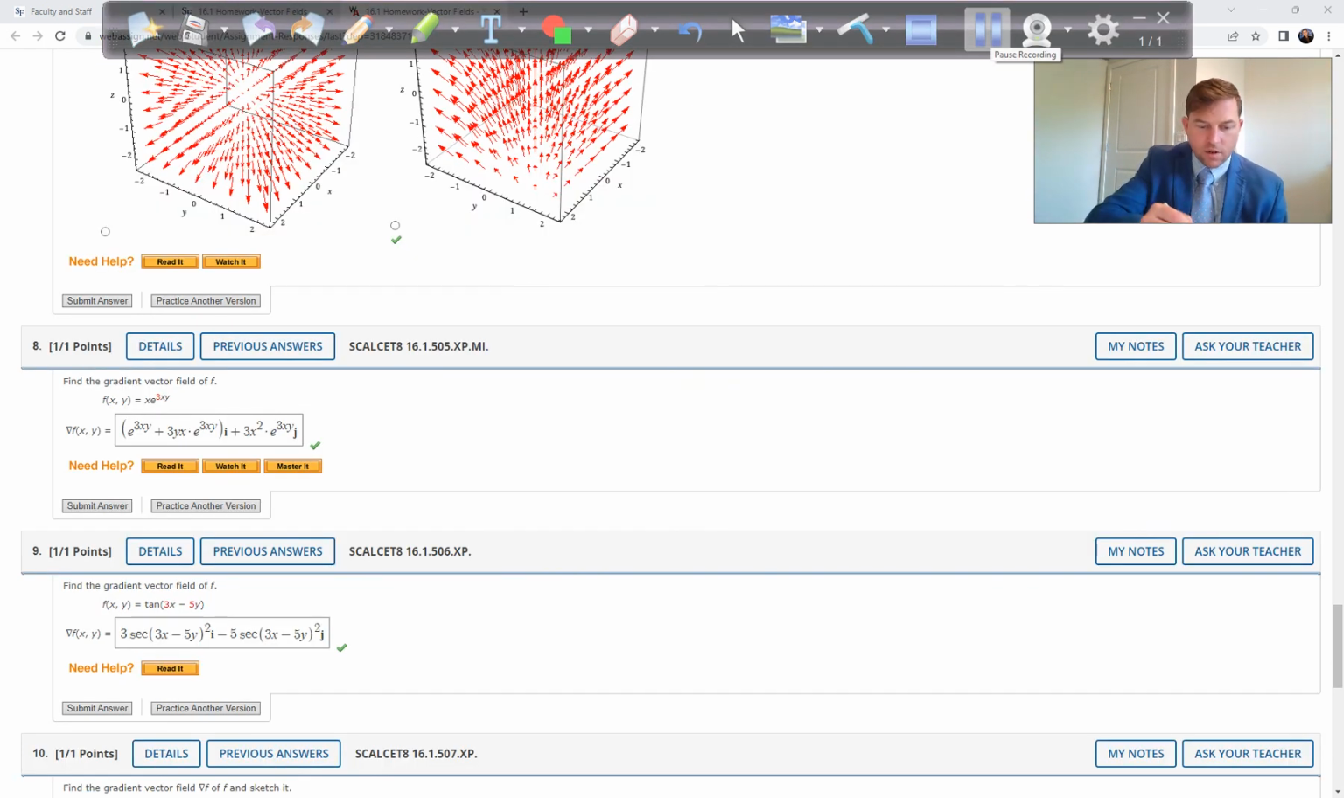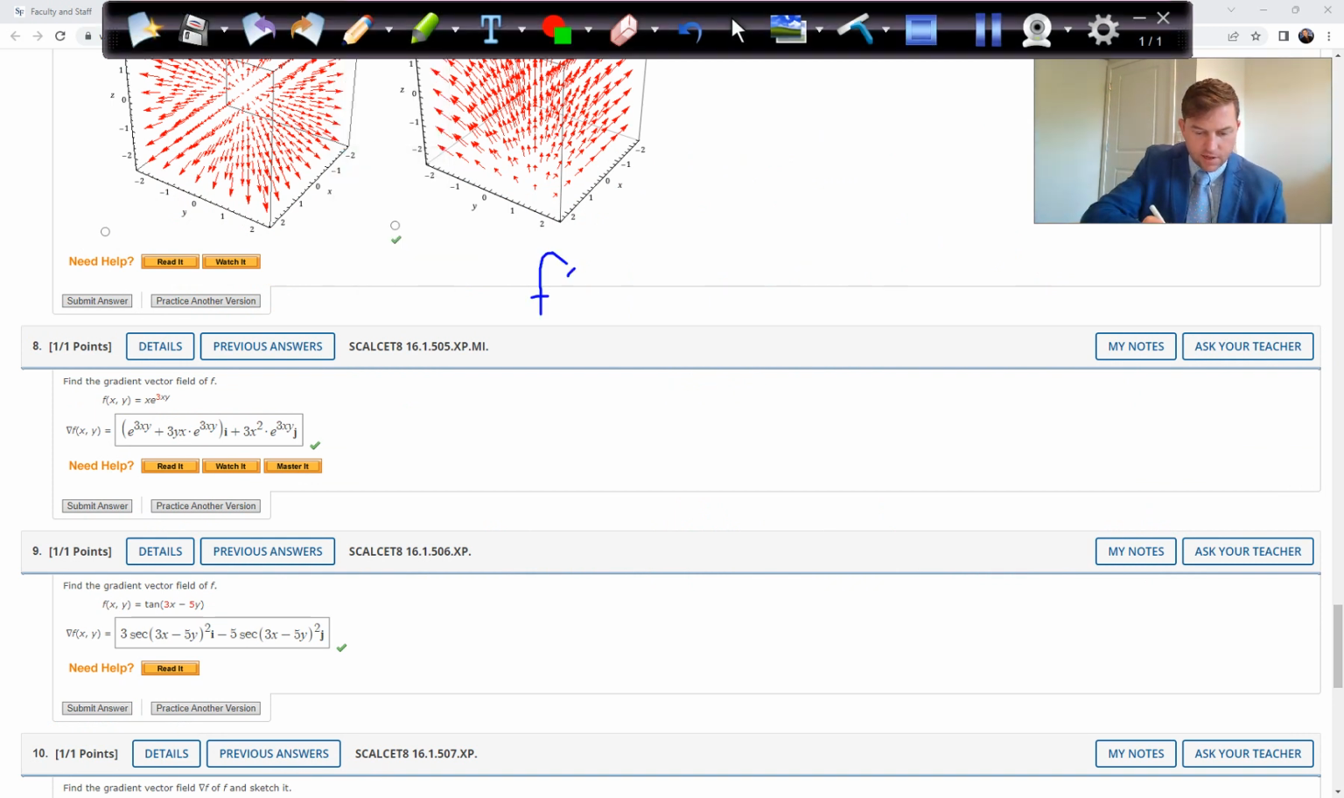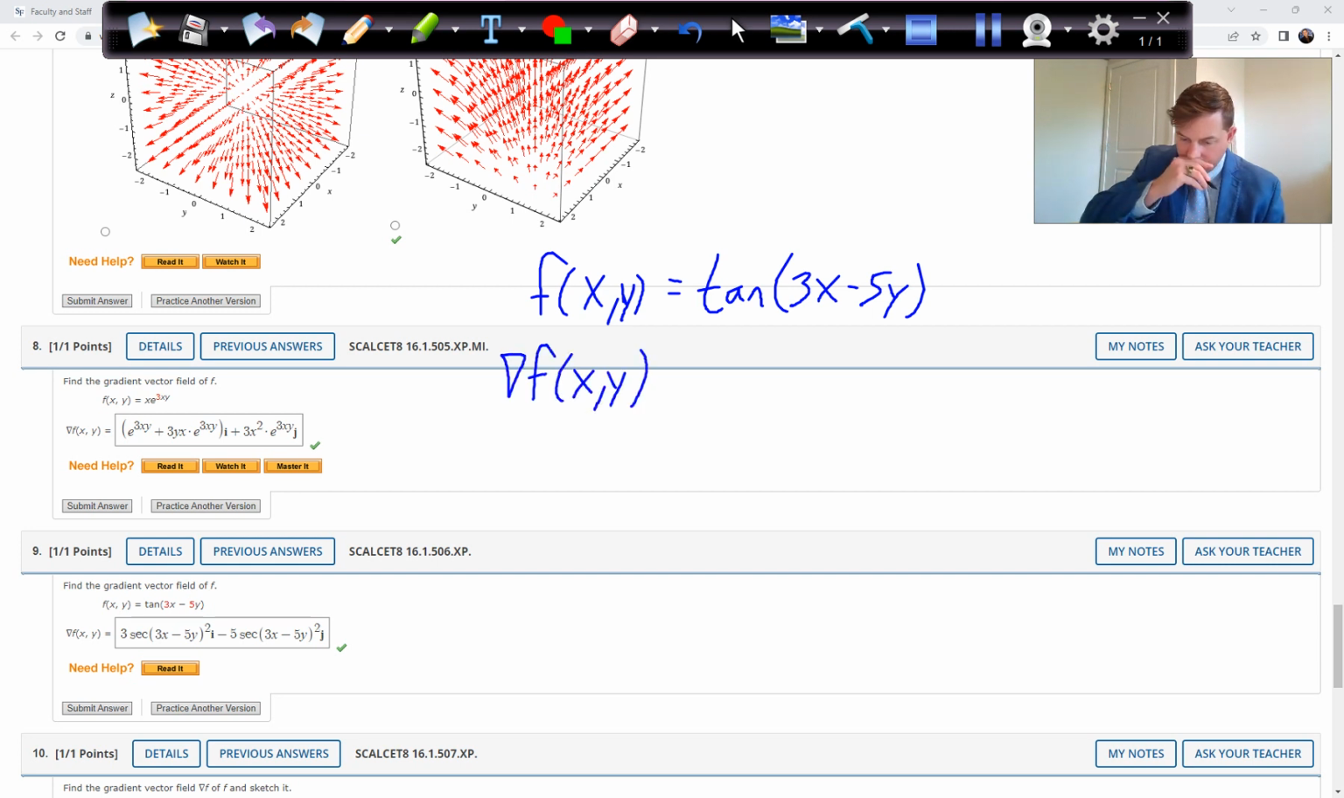Okay, problem 9, very, very similar. They want us to find a gradient vector. They give us a vector field f(x, y) that is tangent of 3x minus 5y. And they want us to find the gradient vector, which is going to equal partial f with respect to x, partial f with respect to y.